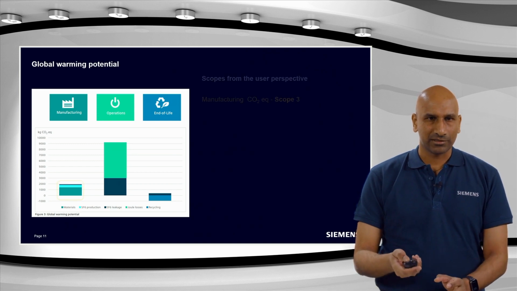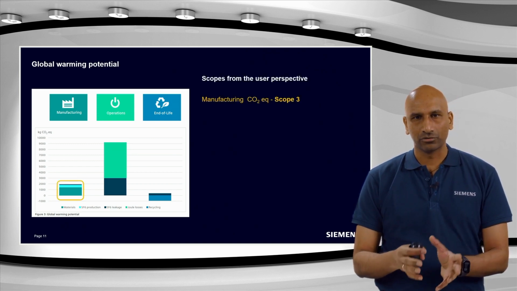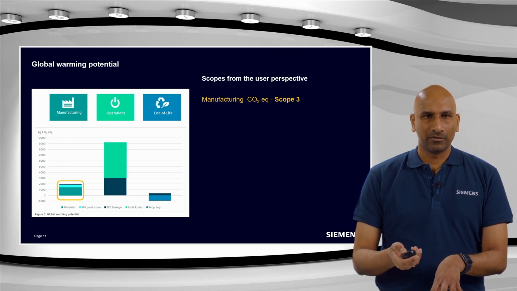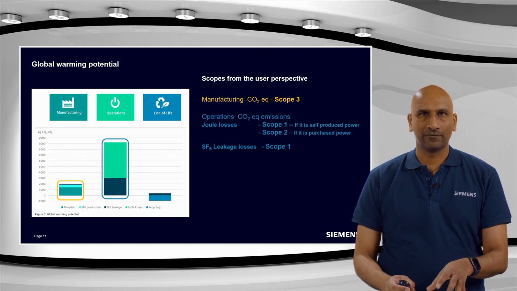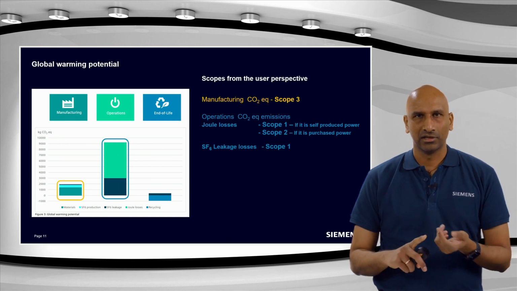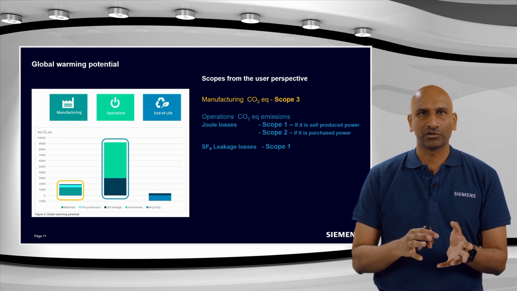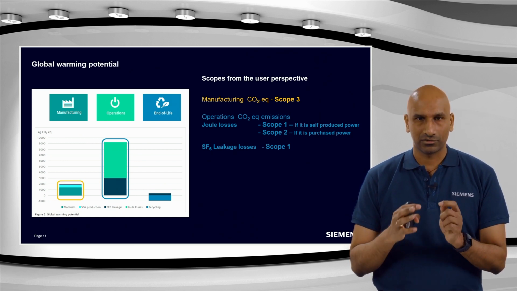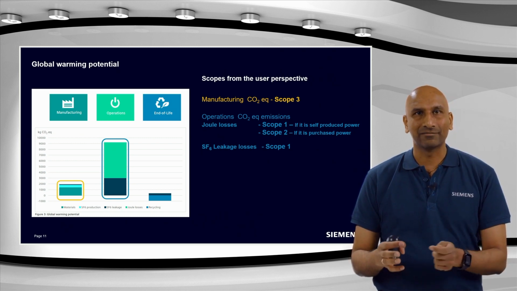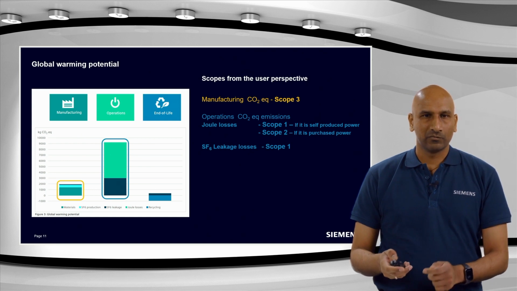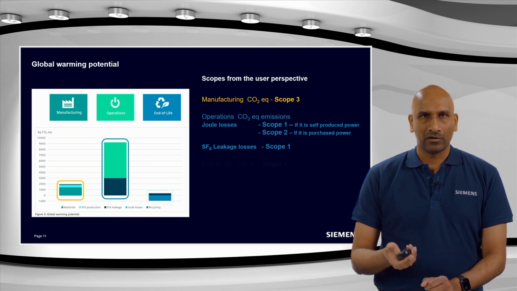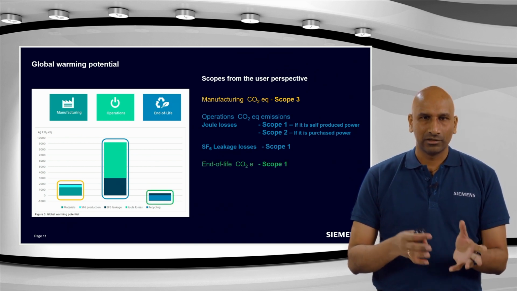For example, the manufacturing CO2 emissions will come under, from the user's perspective, scope 3. When it comes to operational losses, you have 2 categories. Number 1, Joule losses, and number 2, SF6 leakage losses. So in terms of Joule losses, if the user produces their own energy, then it comes under scope 1. If in case the user purchases the power from an external supplier, then it will come under scope 2. Whereas the SF6 leakage losses will come under scope 1 of the user. Also, the end of life emissions will also fall under scope 1.